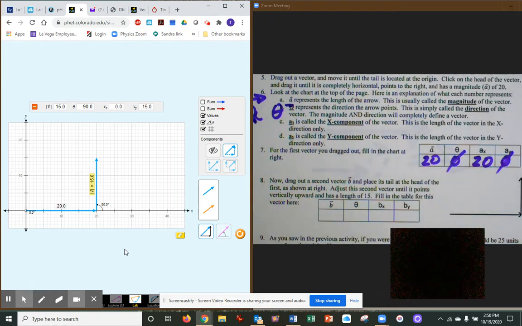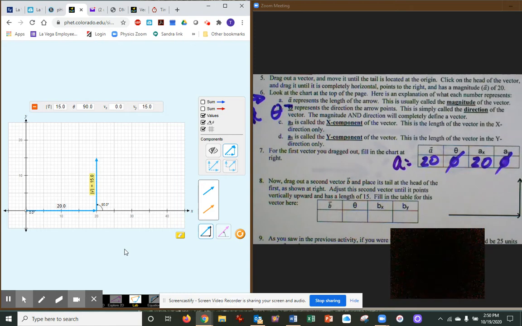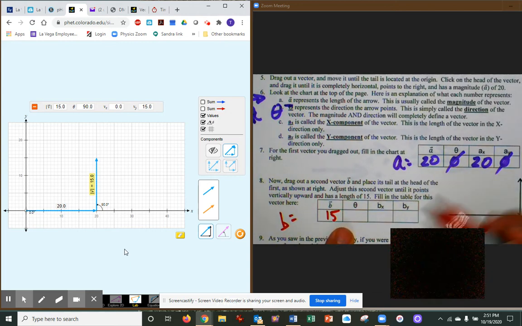This is our second vector. We'll call this vector B. So the first one we did was vector A. So vector B, what's its magnitude? 15. It's how long it is. Just follow along. Don't make it complicated. We had to start somewhere, so we're going to build as we go through this. What's the angle? 90 degrees.